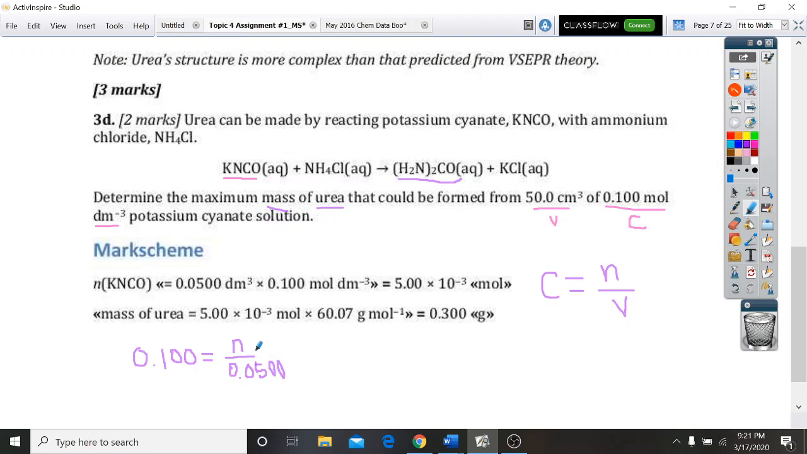So to solve for n, you're going to multiply C and V. They do that here. And then you're in moles. You do mole ratio, which is obviously 1 to 1. So that's easy. That means that this is also the amount of moles of urea. And now that you know the moles of urea, you multiply it by its molar mass. And that is how you get 0.300 grams of urea.